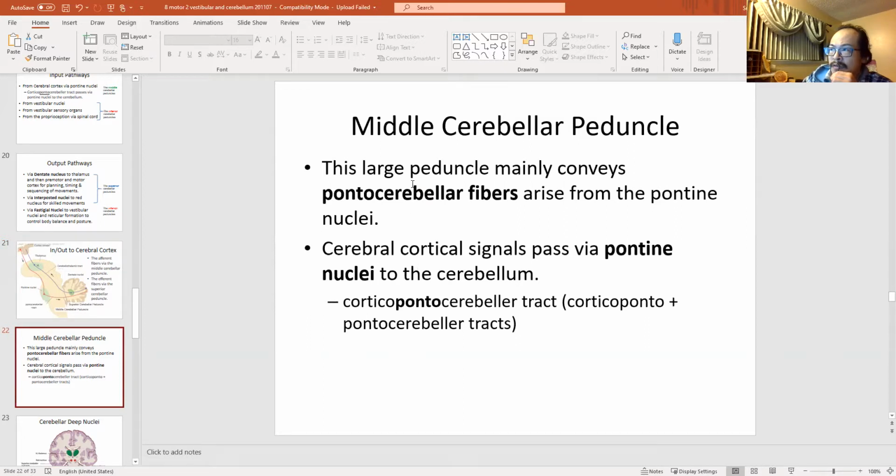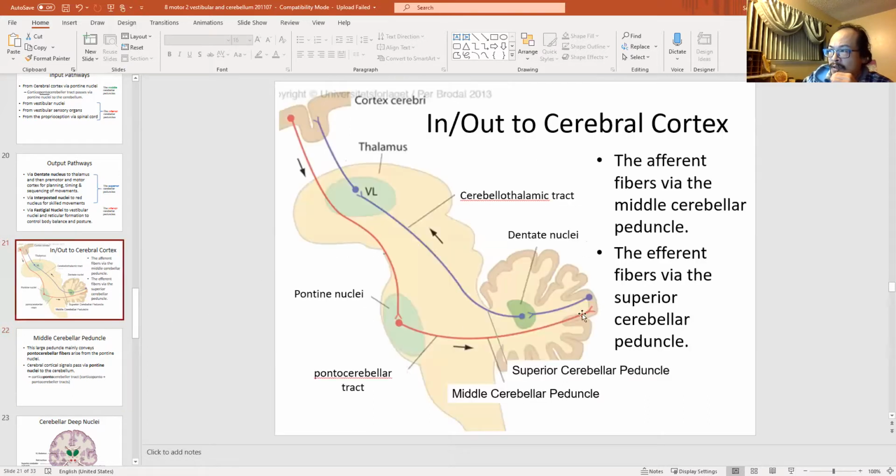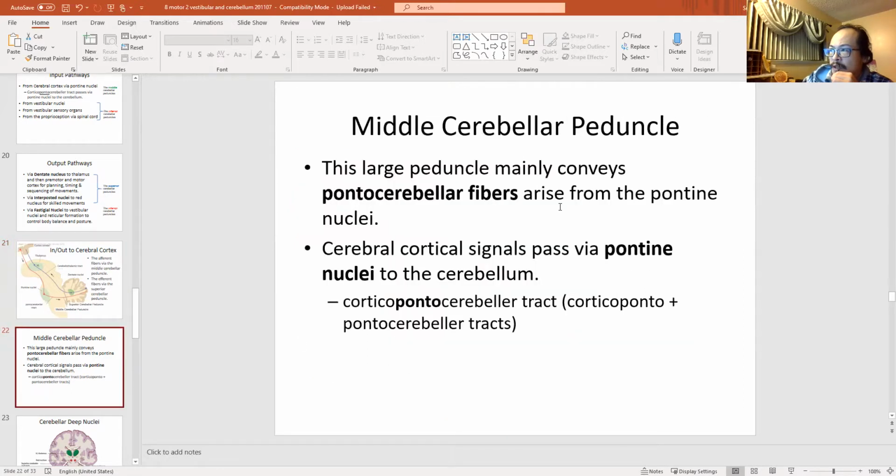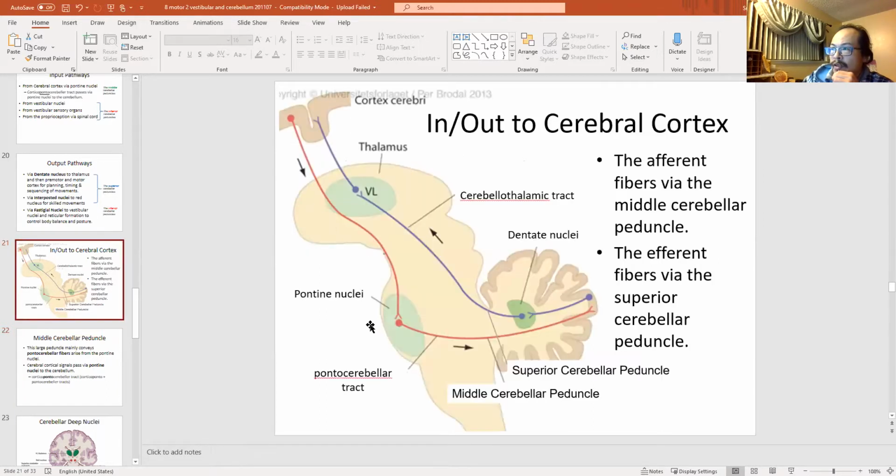The large peduncle conveys the pontocerebellar fibers from the pontine to the cerebellum. Pontocerebellar fibers arise from the pontine nuclei. This one basically conveys the information from the cortex. So pontine conveys from the cerebral cortex, passing via the pontine to the cerebellum. So in total it is the cortical pontocerebellar tracts going through the middle one.